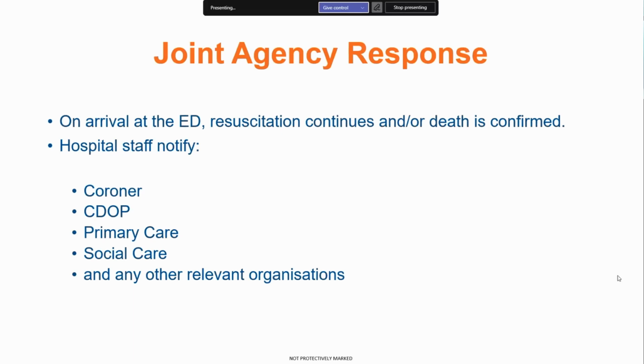At the emergency department, sometimes there's ongoing resuscitation of the child, and if so, that's continued. Other times it's clear that the child is deceased and death is confirmed at that stage, and the hospital staff will then notify the coroner because it's unexpected, CDOP, and primary care, which is important because the GP will need to be there for supporting the family, but also to know that the child is deceased and that they shouldn't be offering any appointments. And we also notify social care to see if they have any information on the child or family. Any other relevant organisations may also be notified at this stage if a child's known to other services, for example.